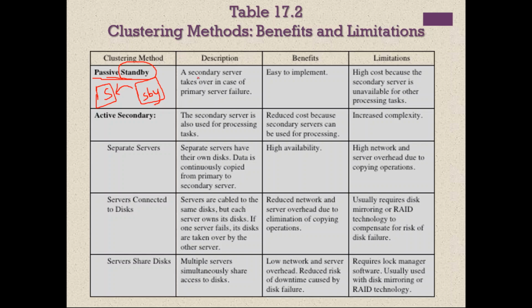So here is the description. There will be a secondary server that takes over in case the primary server fails. If the primary server fails, then the secondary server will take over. The advantage of this model is that it is easy to implement, but the limitation is that the cost is very high, because the secondary server is unavailable for other processing tasks, or you can say the secondary server is not fully utilized. During other times also you may utilize it apart from acting as a standby. So that is one of the drawbacks.